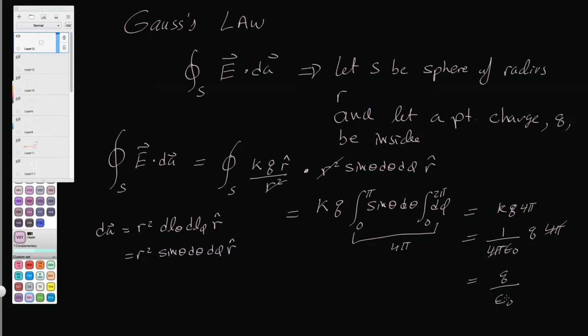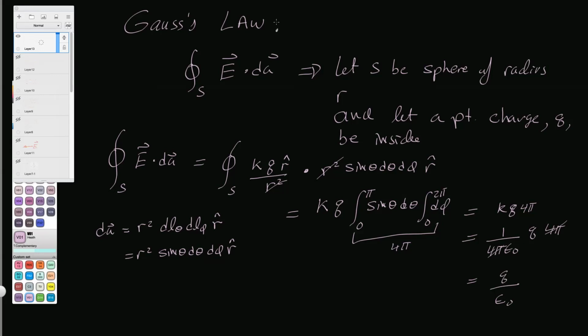Okay, and this ends up being true no matter what the surface is. You can see the r squared canceled out. It doesn't matter how big I took the sphere. In fact, it doesn't matter what kind of surface it is. I could have surrounded that point charge with some wacky looking surface, and this integral would end up being the same. I'm not going to prove that, but that's Gauss's law.